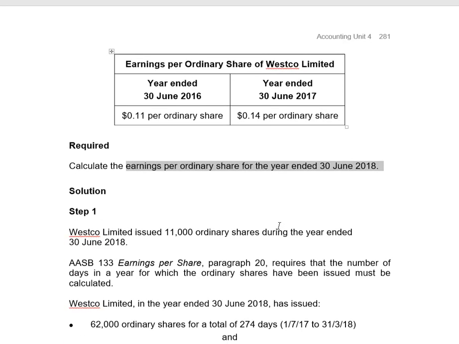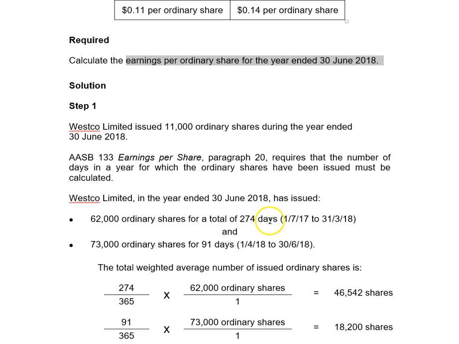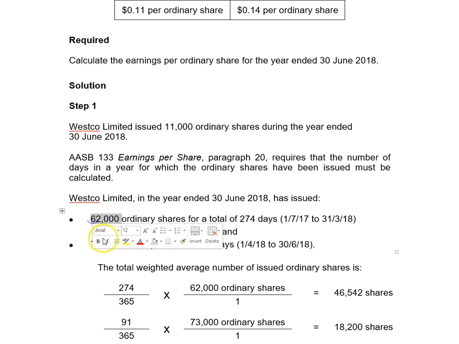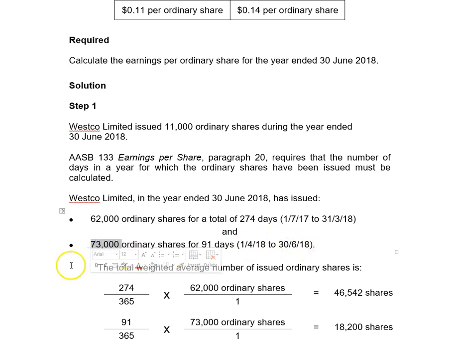Now let's look at the solutions. What happened here is you had 62,000 shares from the 1st of July till the end of March. The reason why you have to calculate it like that is because from the 1st of April, there are 11,000 ordinary shares that have been issued. This is in addition to the current shares you have. Currently you have 62,000, but after adding 11,000 from the 1st of April to 30th of June, you will end up with 73,000 shares.